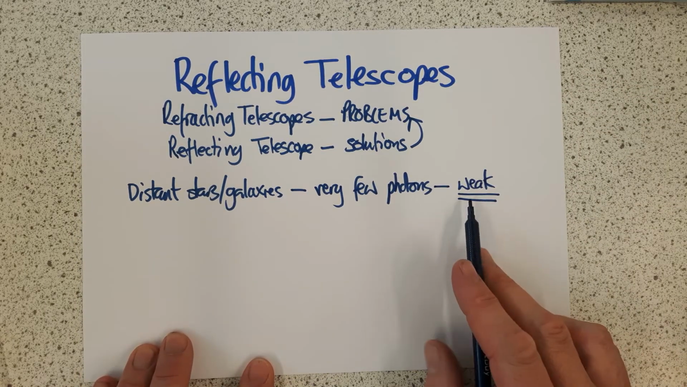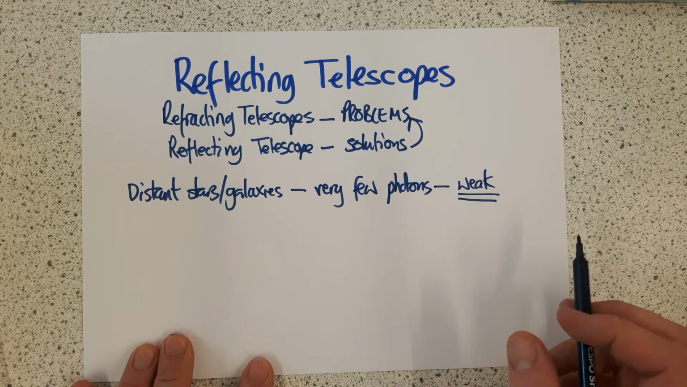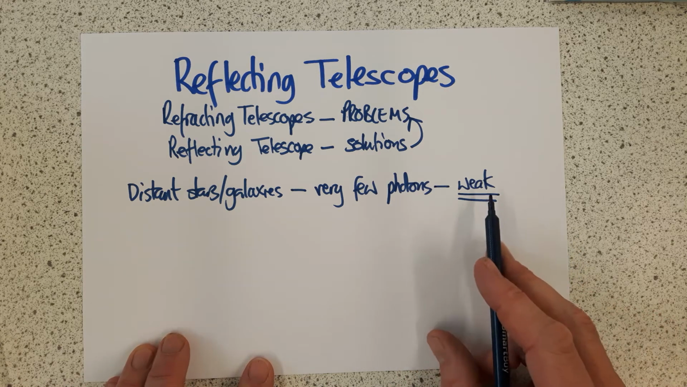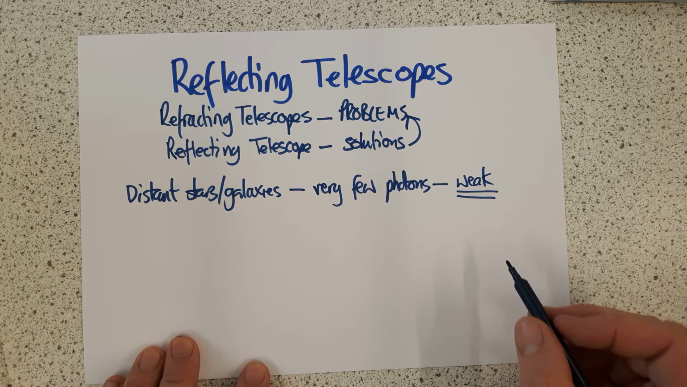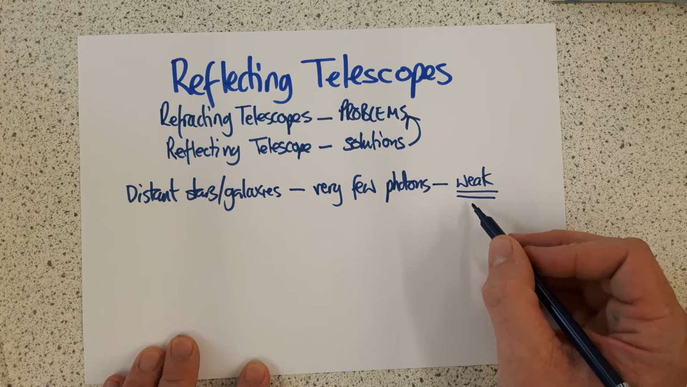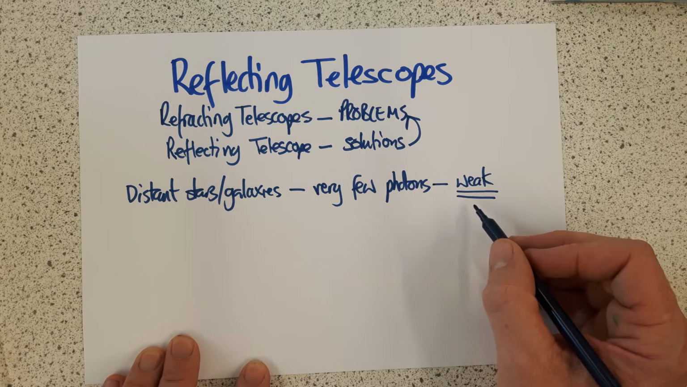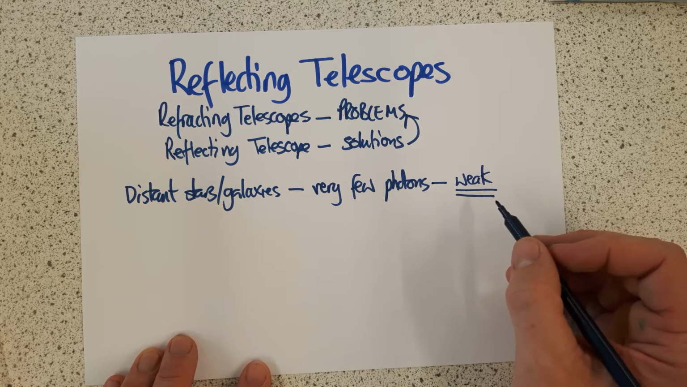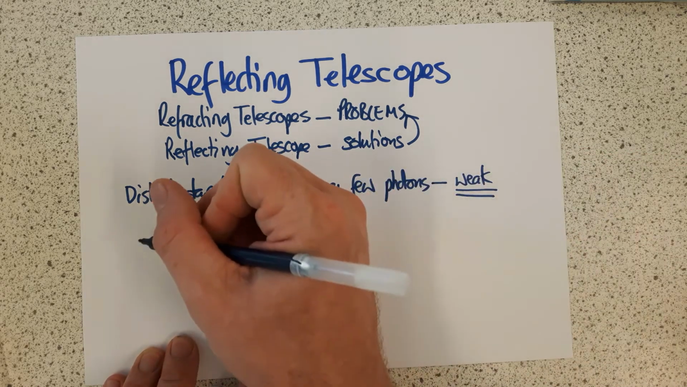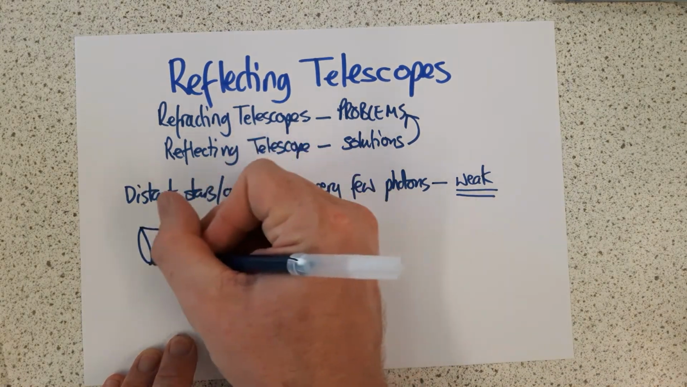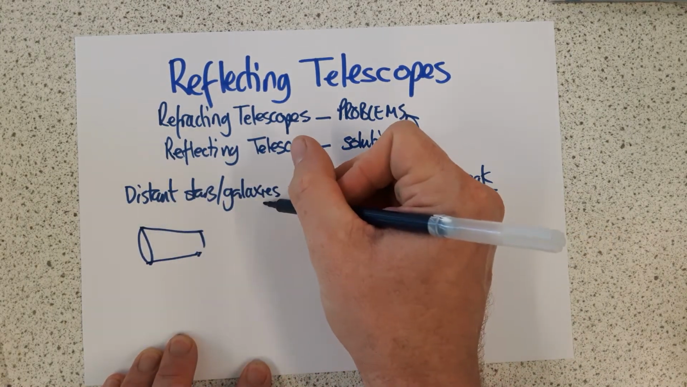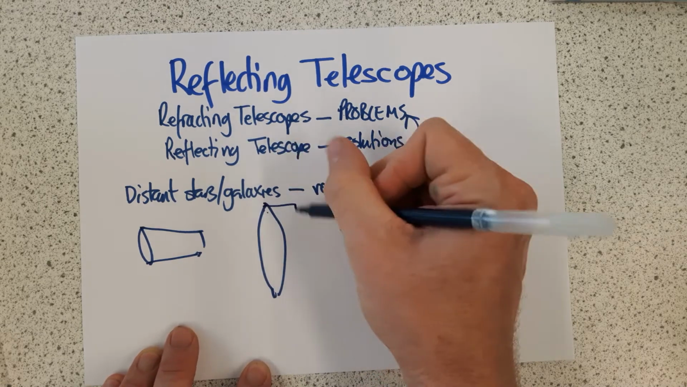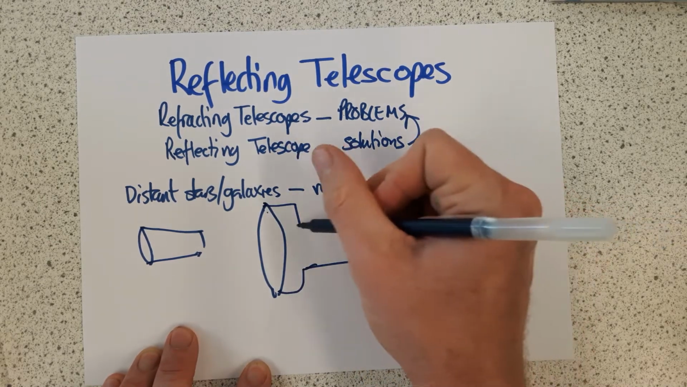Not much light comes from it because it's spread out so far on its long journey that very few photons get to you. So how do we look at stars which are weak? We look at weak stars by using the biggest telescope diameter possible. So if you want to look at a distant star, you want a telescope which has the largest possible diameter.